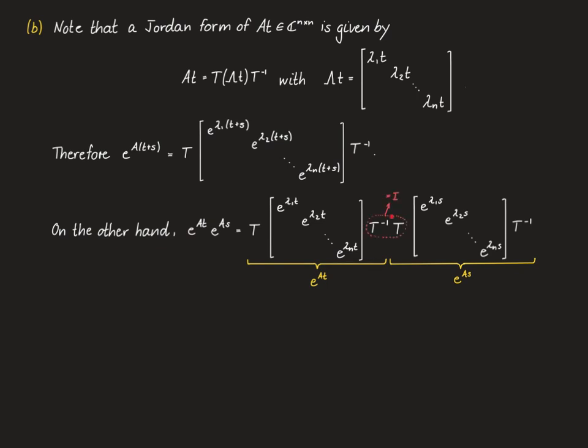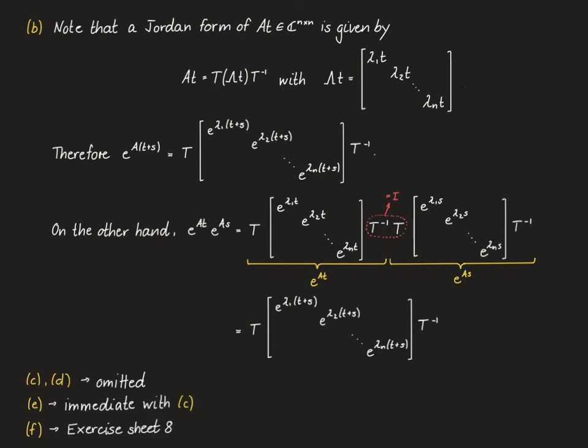Now clearly T inverse times T in the middle here yields identity. And then if we multiply these two diagonal matrices, we get another diagonal matrix whose first entry is e to the lambda 1 t times e to the lambda 1 s. And since now we have a scalar exponential function, this is equal to e to the lambda 1 times t plus s. And we can do the same thing for the rest of the diagonal elements. So what we get is T times this diagonal matrix times T inverse, which is exactly equal to e to the A times t plus s.